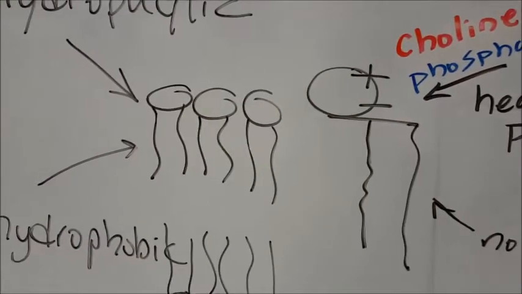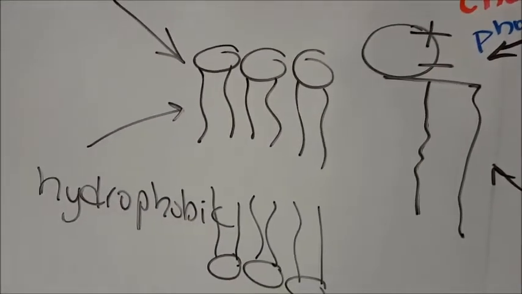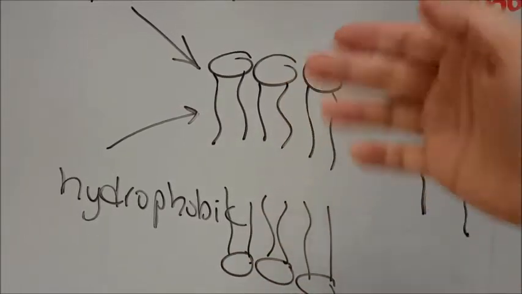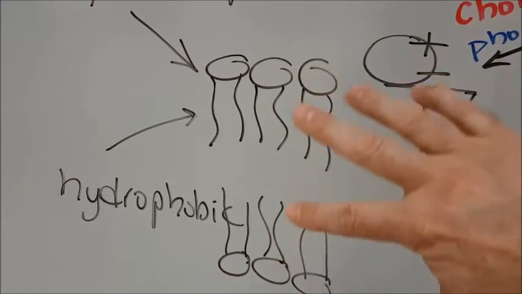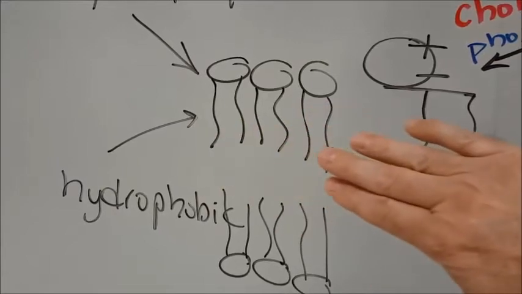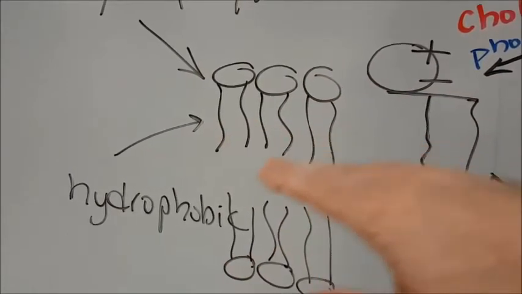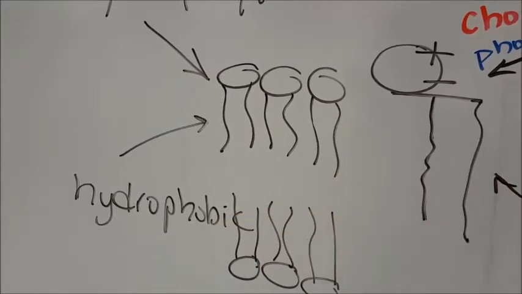So the outside of the cell membrane and the inside of the cell membrane both can interact well with water, but the internal portion of the membrane itself is comprised of hydrophobic fatty acid tails.